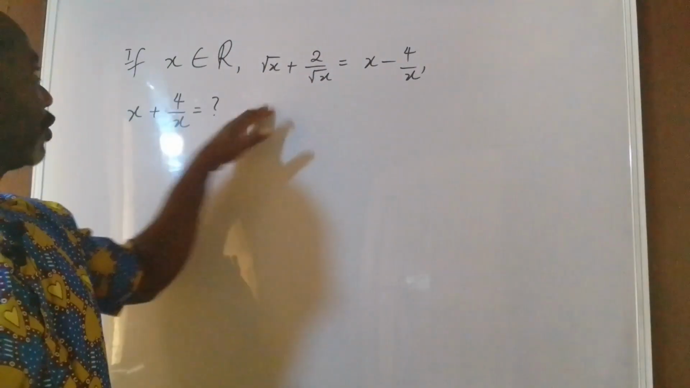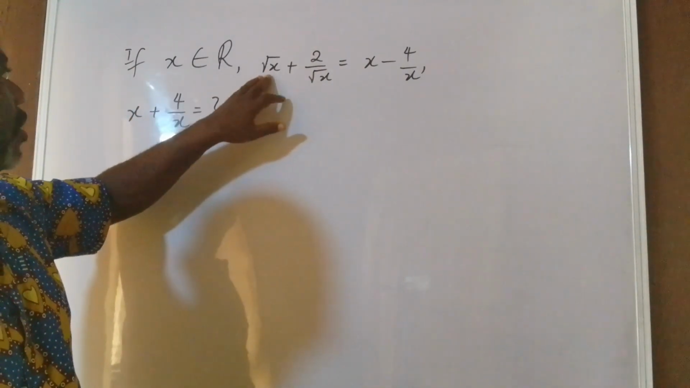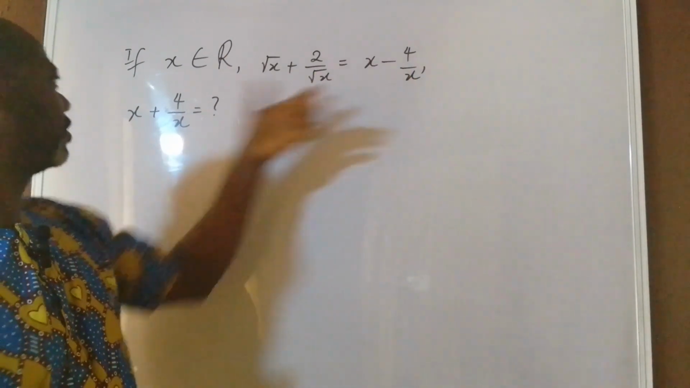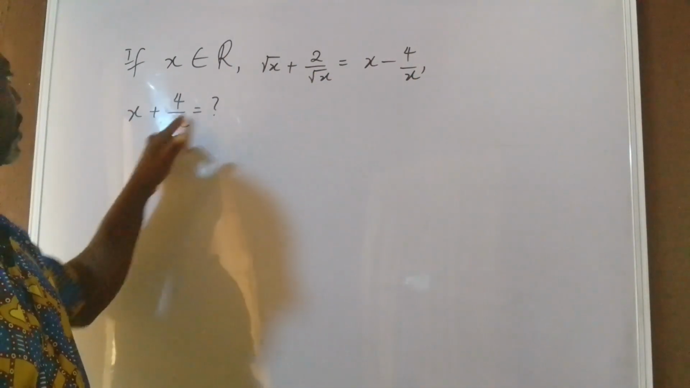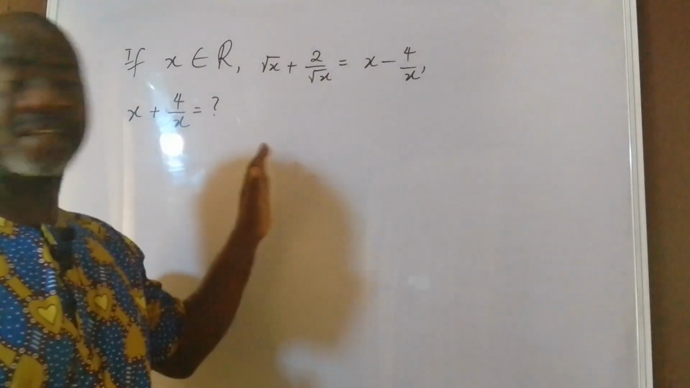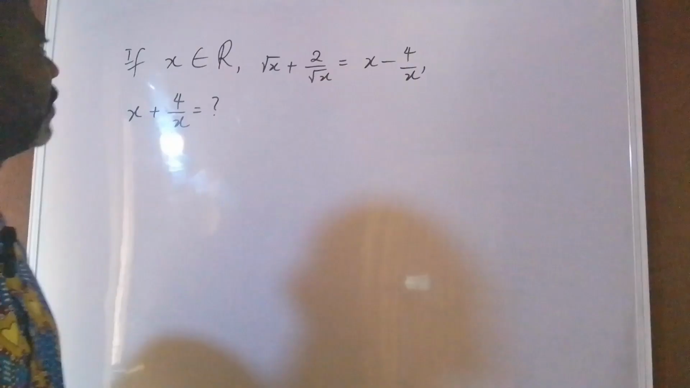Here we have this question. If x is a real number and the square root of x plus 2 over square root of x equals x minus 4 over x, what will be the value of x plus 4 over x? This is a Thailand Olympiad question. So how do we solve this type of problem?